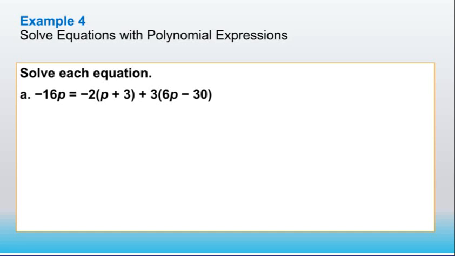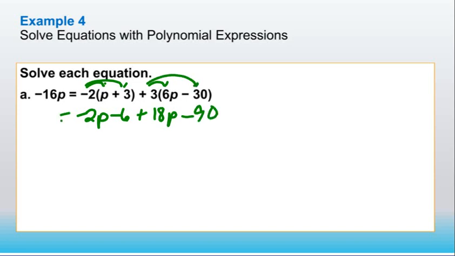Next, solve each equation. Here we have negative 16p equals negative 2 times p plus 3 plus 3 times 6p minus 30. What we need to do is get rid of our parentheses. So distribute negative 2, so that gives me negative 2p minus 6 plus 18p minus 90. This is going to equal negative 16p. Now I need to get everything to one side. So then we can eventually solve for p.